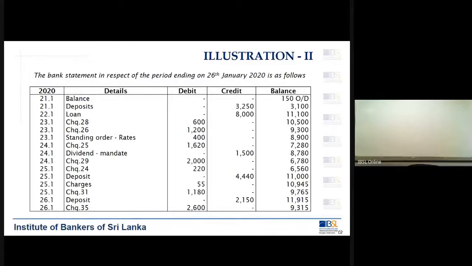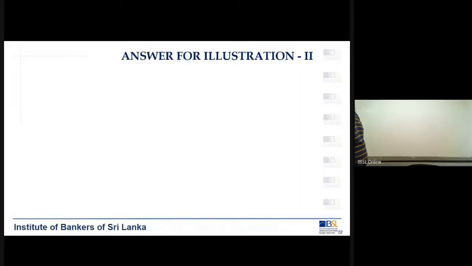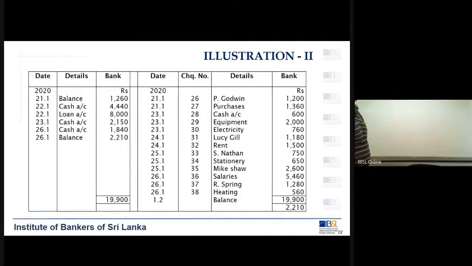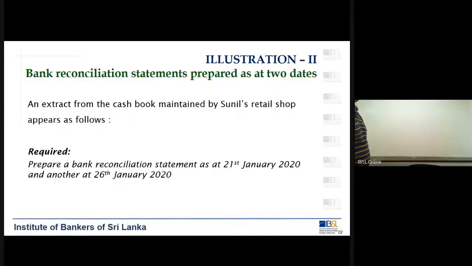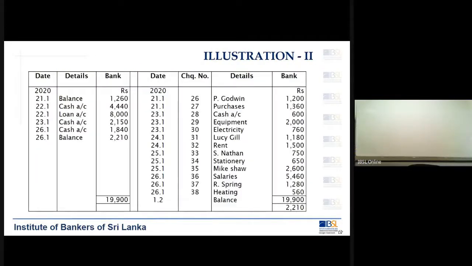But doing it for 21st, what does it mean? 21st means the opening balances. You see, 21st means the opening balances for these 2 dates. So the difference here is that you need to identify the 21st opening balance reconciliation that they have requested. One is for 21st and the other is 26th. Now, how do we do a reconciliation for 21st?